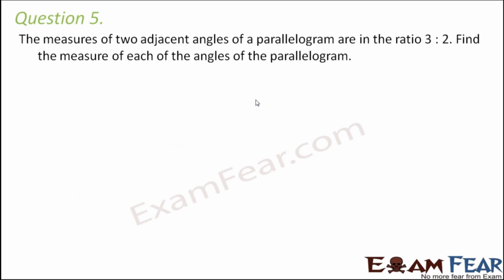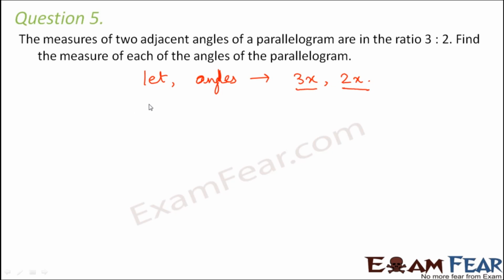Question number 5. The measures of two adjacent angles of a parallelogram are in the ratio 3:2. Find the measure of each angle of the parallelogram. So let us assume that the angles be 3x and 2x. So let us assume that these would be the angles.